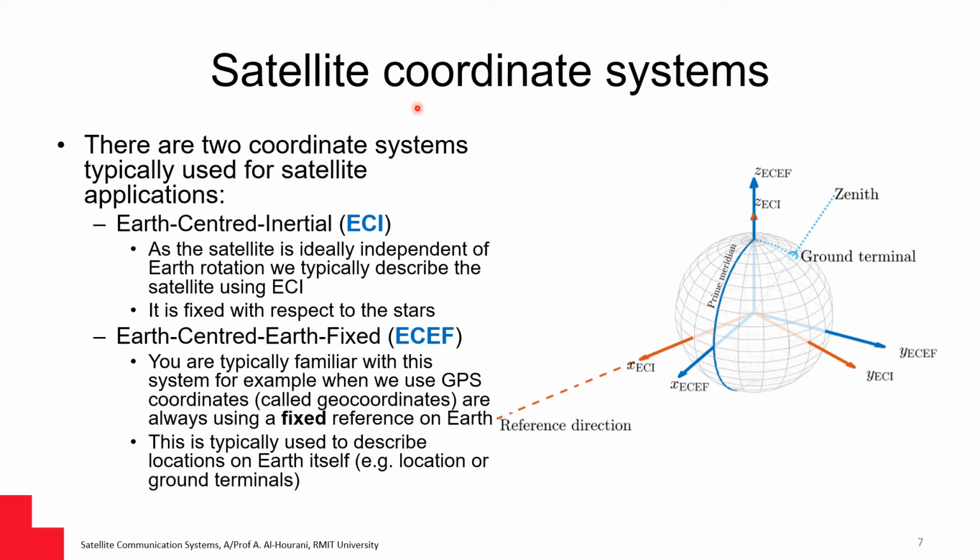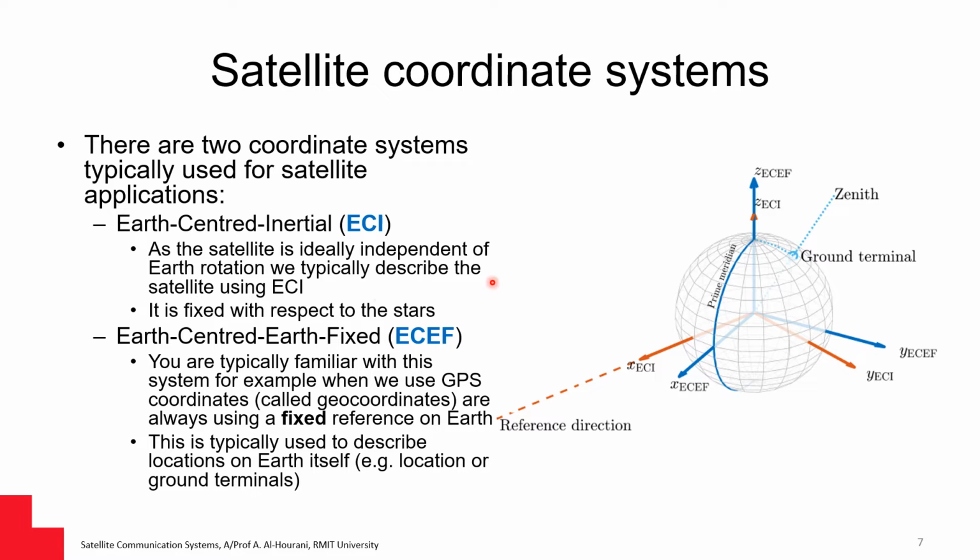The previous two coordinate systems can be used for satellites or for typical day-to-day activities. However, for satellite applications, there are two coordinate systems that are much easier to use to describe a satellite orbit or a satellite location. The first coordinate system is called the Earth-centered inertial. In this coordinate system, the satellites are independent of the Earth's rotation, because a satellite doesn't care if the Earth is rotating or not. All they care about is the mass of Earth. So in that sense, the ECI, or Earth-centered inertial, is fixed with respect to the stars.